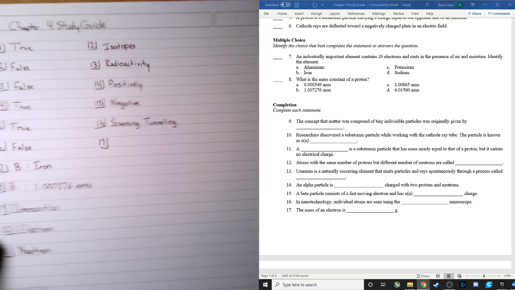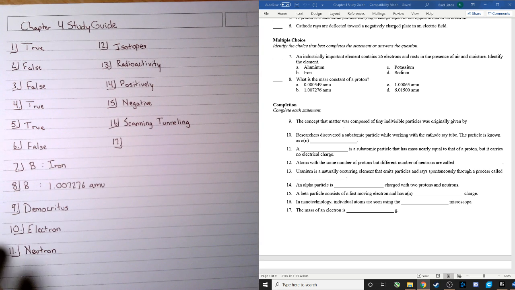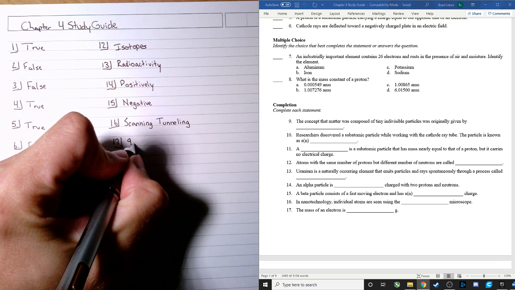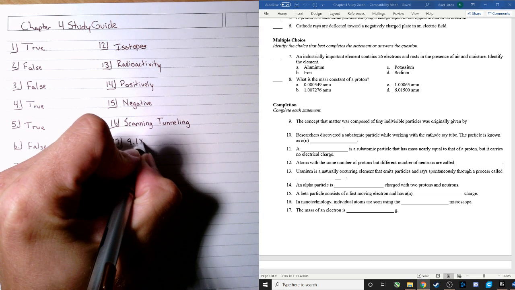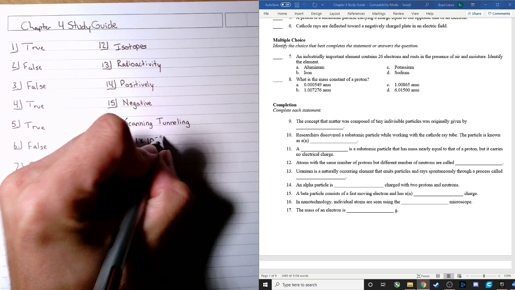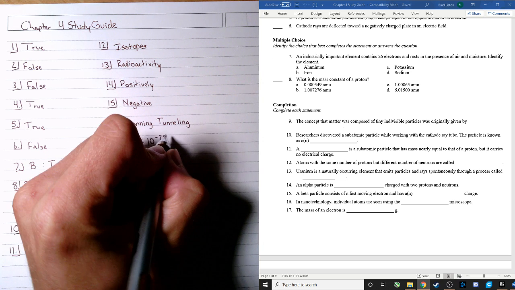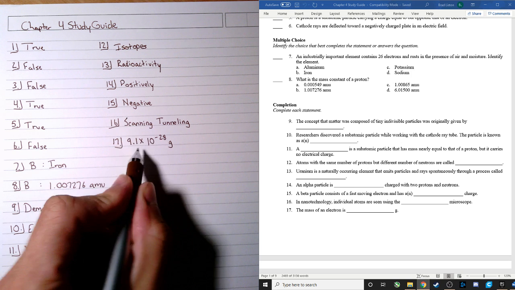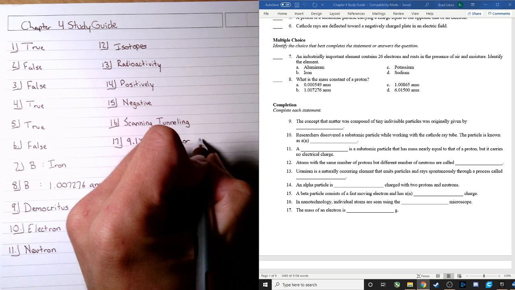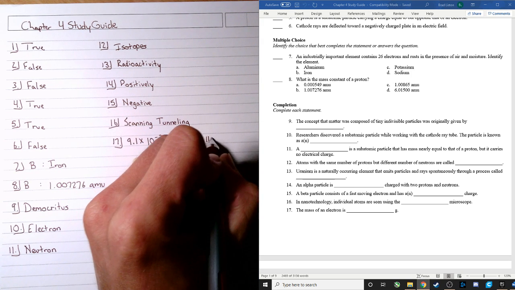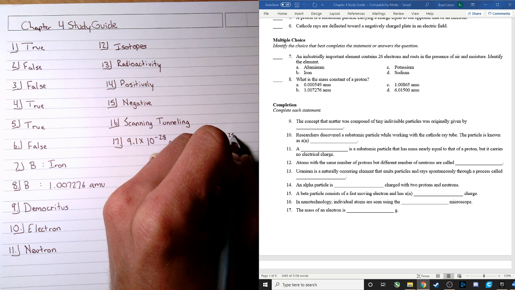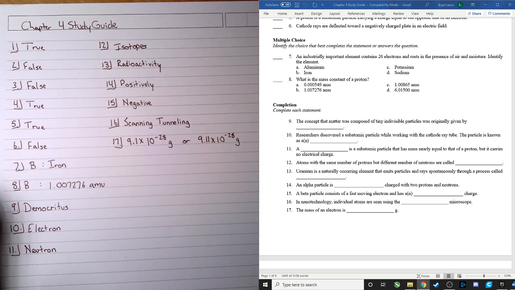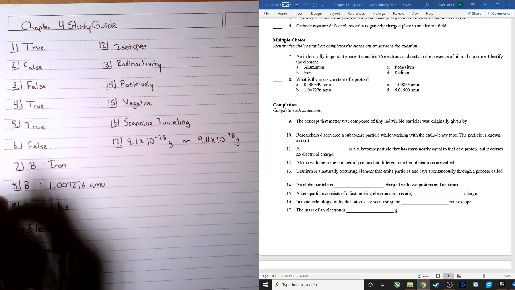17. The mass of an electron is what? 9.1 times 10 to the negative 28th grams. You could have that or 9.11 times 10 to the negative 28th. Either one, I'll accept. Not exactly gonna be a stickler there.